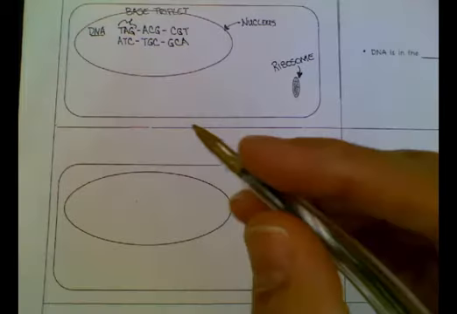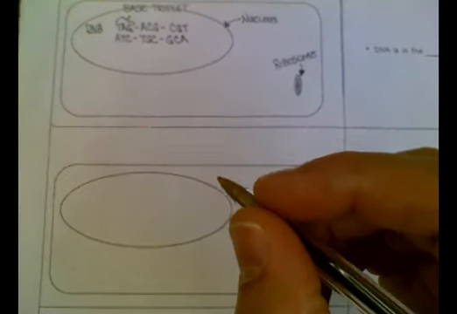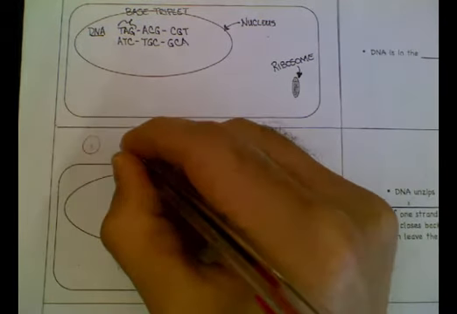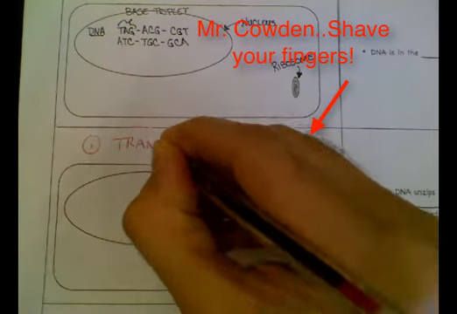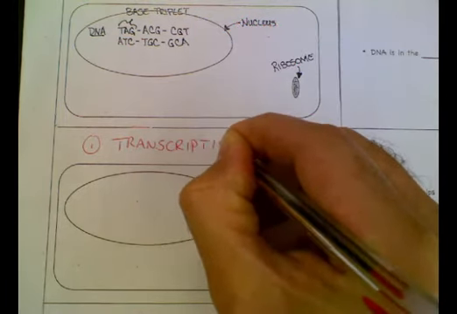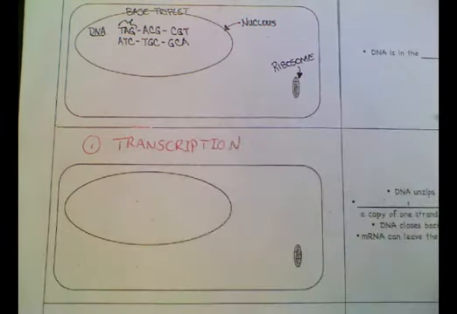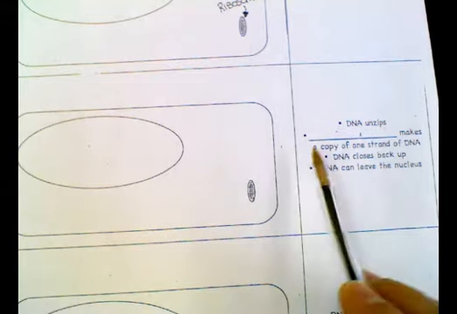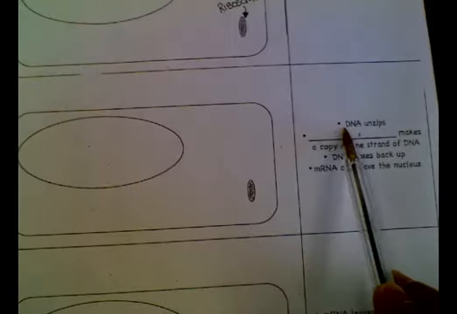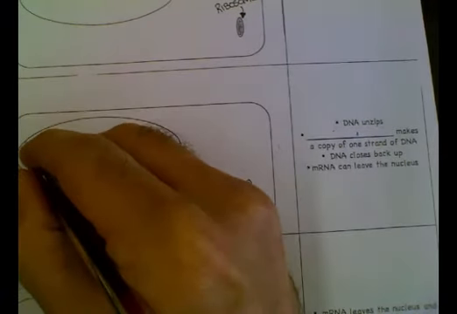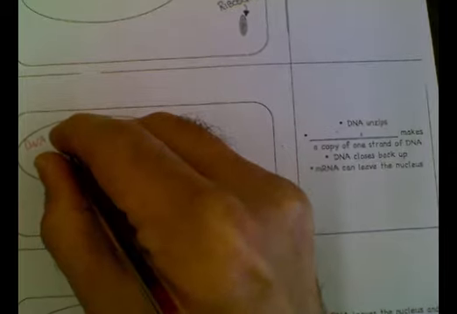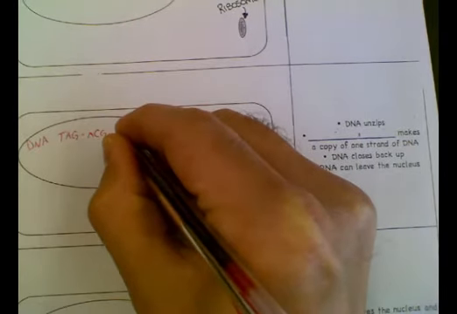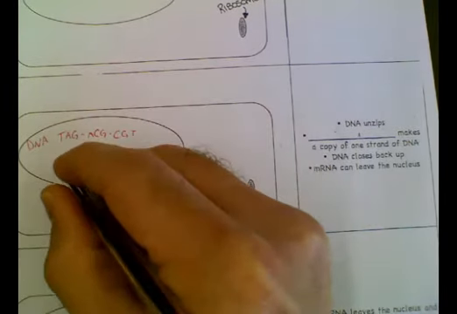As we look at the second image, let's label this part of protein synthesis. It's the first step in protein synthesis. That's right, transcription. Let's follow the bullet points to figure out what should happen in the second image. Number 1, DNA unzips. Let's follow our same DNA strand from the first image. Unzip.